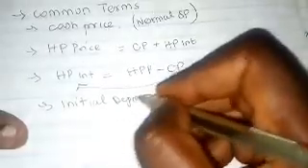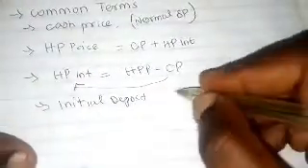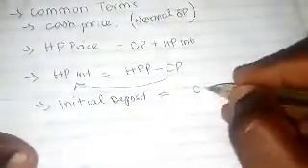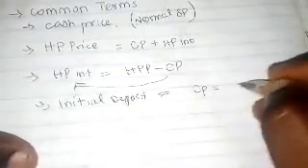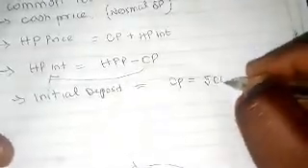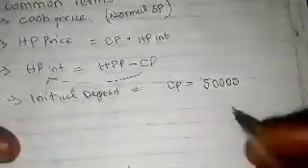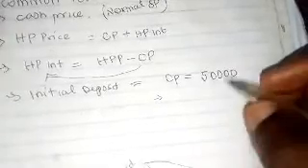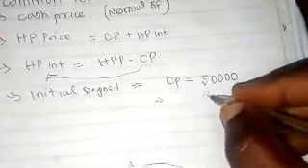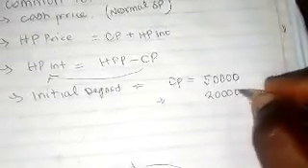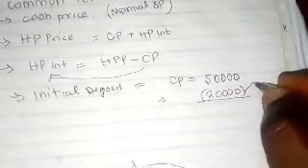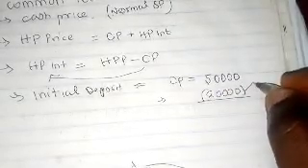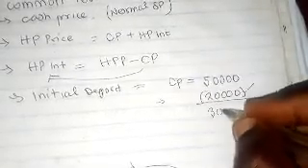Then we have what we call the initial deposits. When agreement is made, let's say the cash price of the goods is, let me illustrate that with 50,000. Then the buyer can decide and say, at the beginning of the period, let me pay 20,000. So this is what we call initial deposits. So once you pay 20,000, then it remains 30,000.